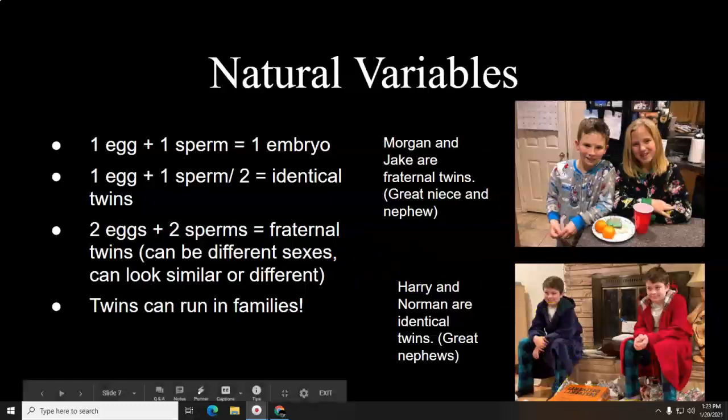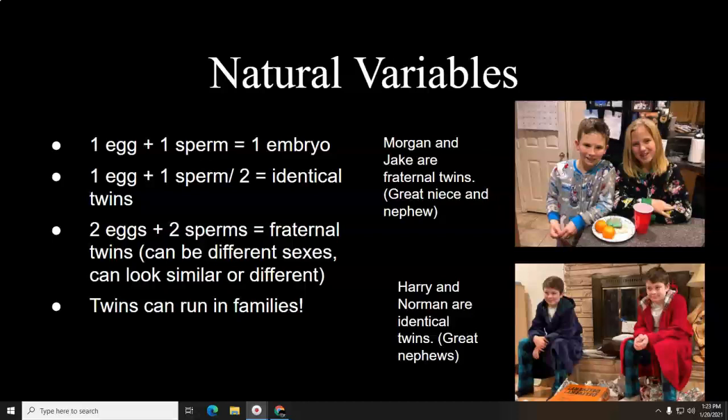There are natural variables. You don't always get just one baby. If you have one egg and one sperm, you get one embryo. And if that divides in half, you get identical twins. If it keeps dividing, you can get triplets or quadruplets, etc. And then at the same time, you can have multiple eggs get impregnated by multiple sperms. So 2 eggs and 2 sperms, you have 2 babies or fraternal twins. These are twins that can be different sexes. They can look similar. They can look different. And twins run in families.